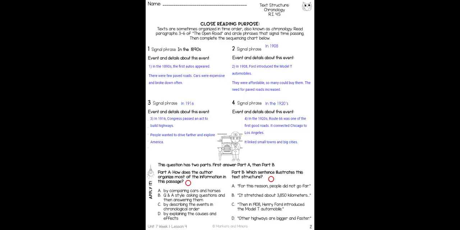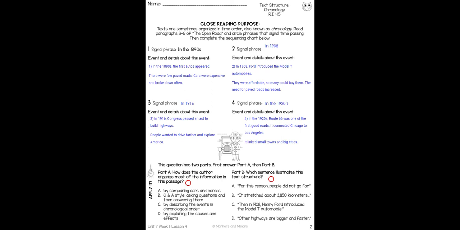Okay, so take a look at your directions. You finished reading paragraphs 3 through 6, and here are some of the things that you should have found. So we already identified our first one, signal phrase in the 1890s, and I identified the event and detail about this event. In the 1890s, the first autos appeared. Then I wrote it in my own words. There were few paved roads, and cars were expensive and broke down often. Take a look at numbers 2, 3, and 4. I also found those phrases. I annotated them on a separate piece of paper.